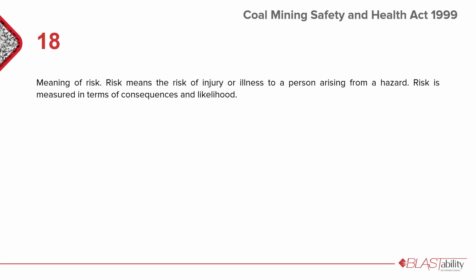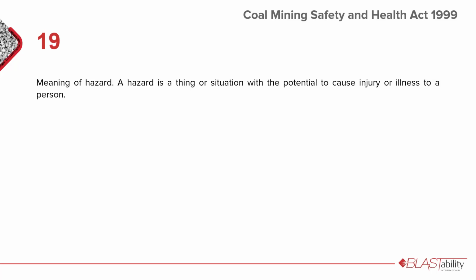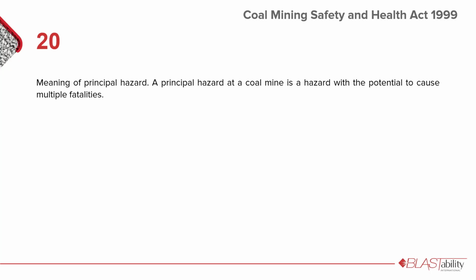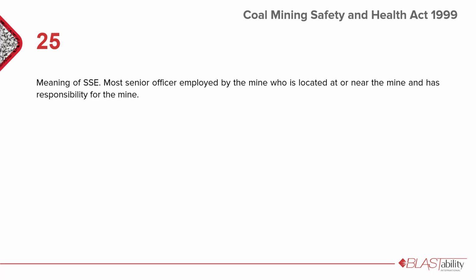18. Meaning of risk. Risk means the risk of injury or illness to a person arising from a hazard. Risk is measured in terms of consequence and likelihood. 19. Meaning of a hazard. A hazard is a thing or situation with the potential to cause injury or illness to a person. 20. Meaning of principal hazard. A principal hazard at a coal mine is a hazard with the potential to cause multiple fatalities.